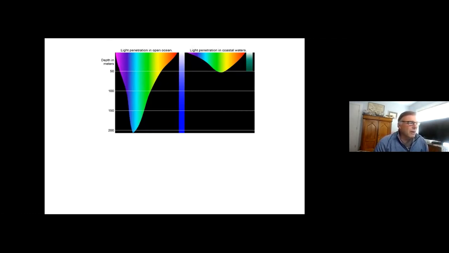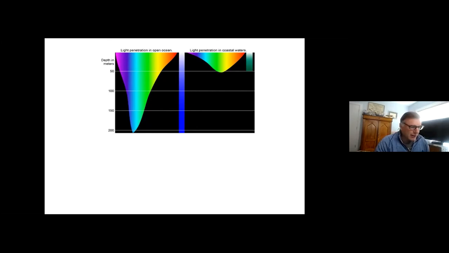So the lowest energy wavelengths are the red wavelengths. They get filtered out first. And then as you go deeper, it filters out yellow and green, and then finally blue. So the blue light transmits the deepest.